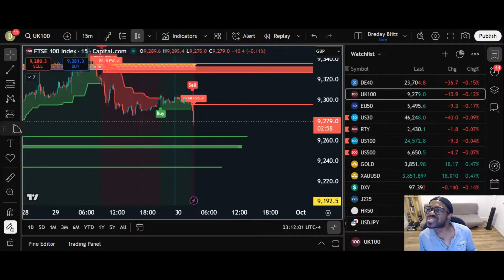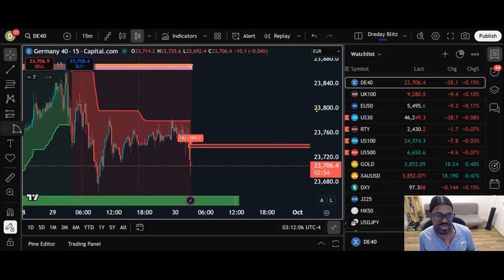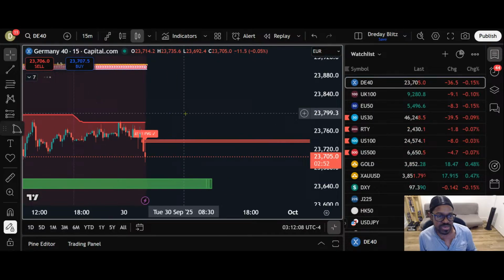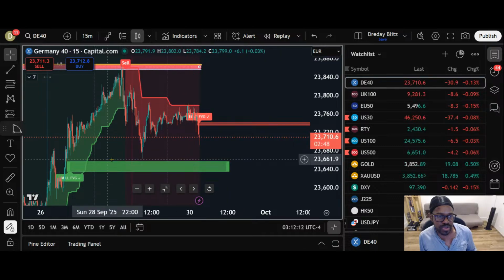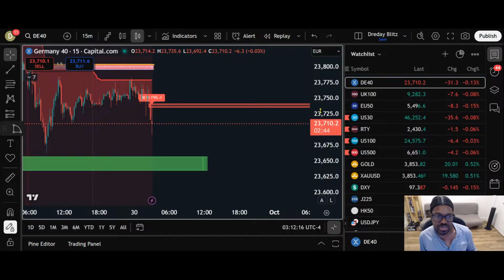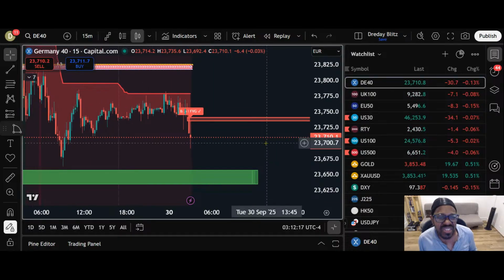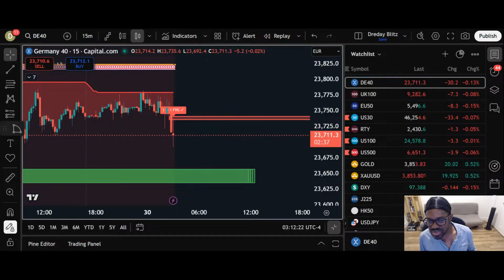So far so good. So y'all should be in profit right now based off of those two setups. So if we look at the German, we do have a fair value gap here at the bottom. Strictly looking at the price action. So it may start to retrace a little bit.